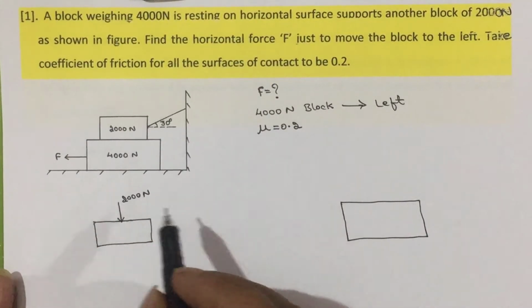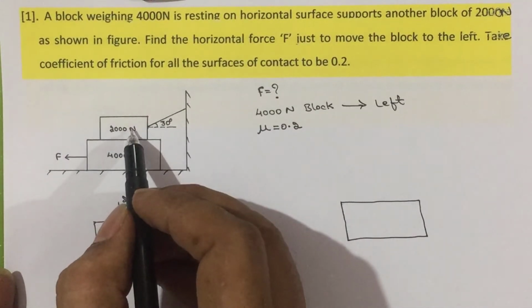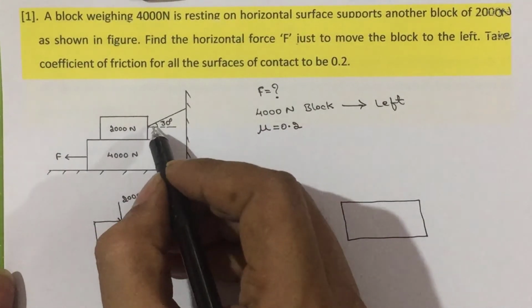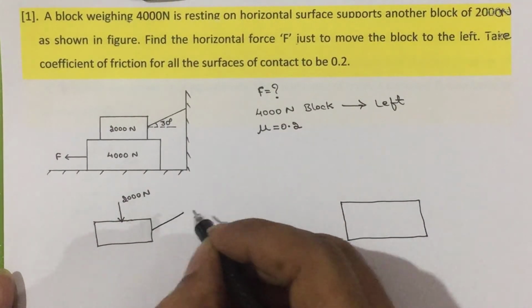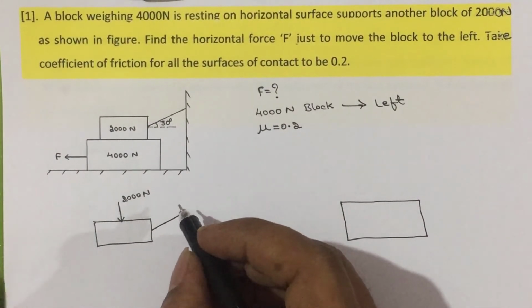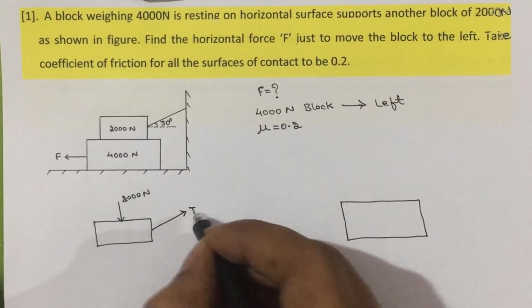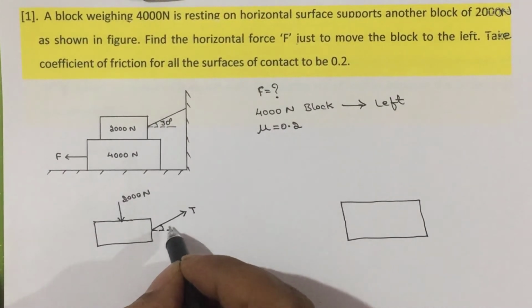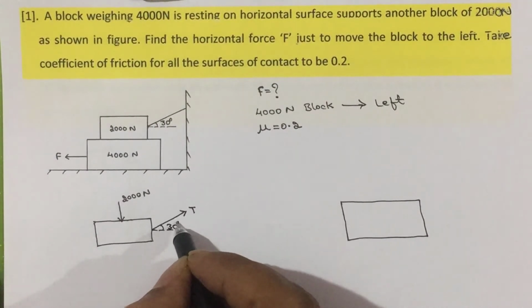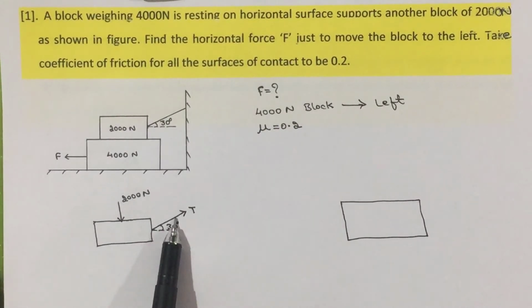Then we need to write the attachments. Are any other things attached to this block? Here one cable is attached, so write down that cable. Cable means it will be subjected to tension, so draw an outward arrow. Then it is inclined at an angle of 30 degrees with respect to the horizontal. It is given. So first the weight of the block, then attachments, then contact surfaces.